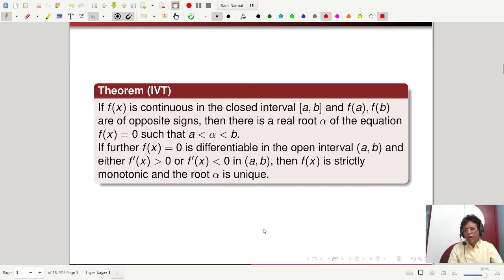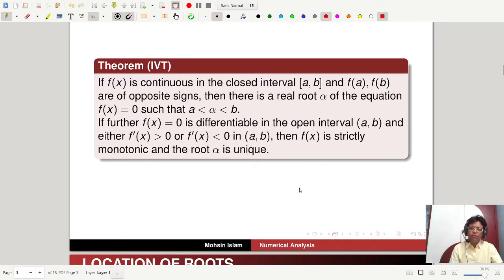Now, some prerequisites before we start the main numerical methods. So next is the initial value theorem. If f(x) is continuous in the closed interval [a, b] and f(a) and f(b) are of opposite signs, then there is a real root alpha of the equation f(x) equal to 0 such that a less than alpha less than b.